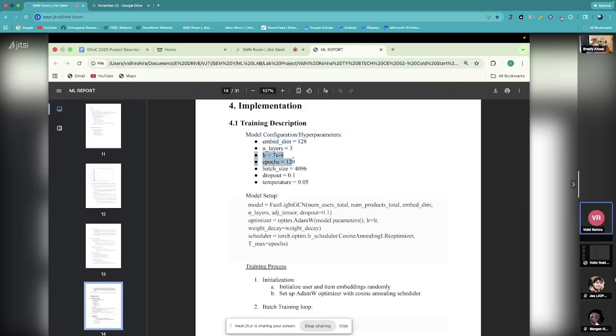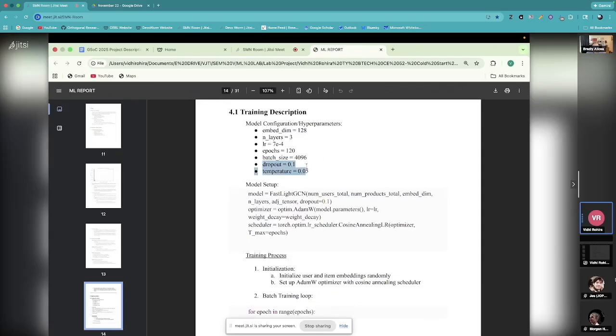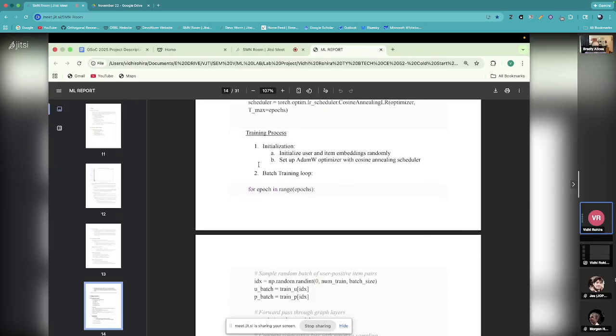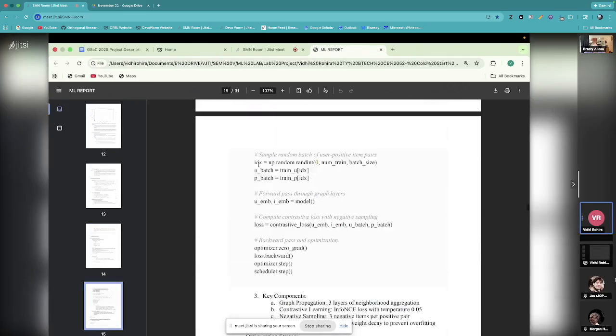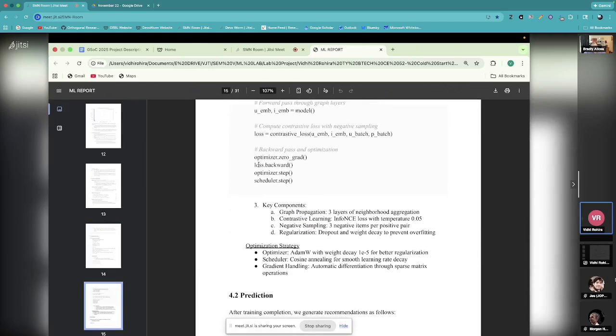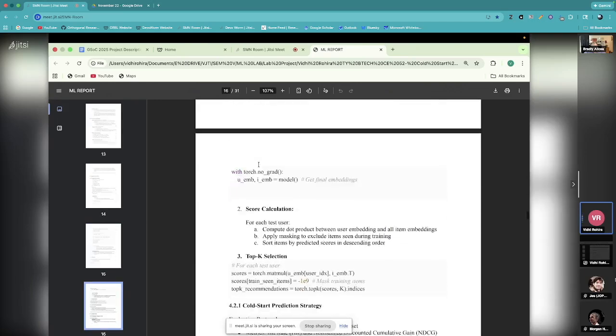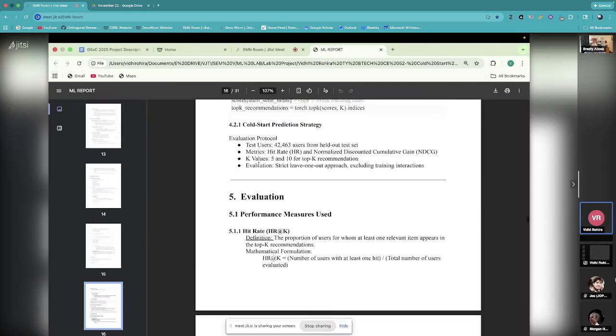Then layers and the learning rate, 120 epochs. And yeah, dropout is most important to ensure that there's no overfitting happening. Otherwise, if the model is overfitting, then there's no point to it. So again, this was how we did our prediction.